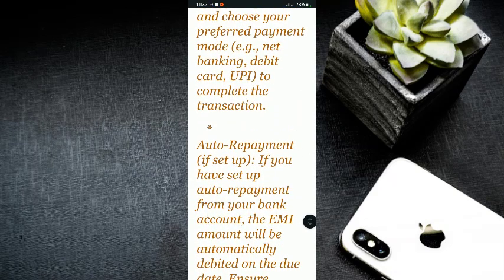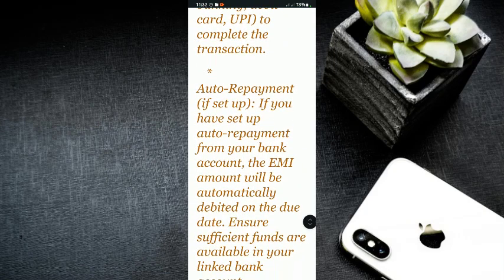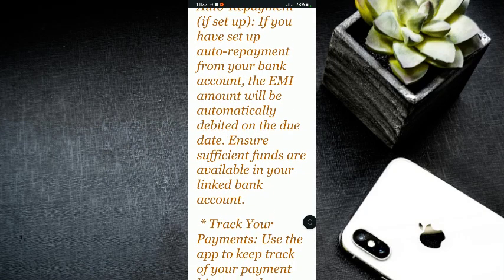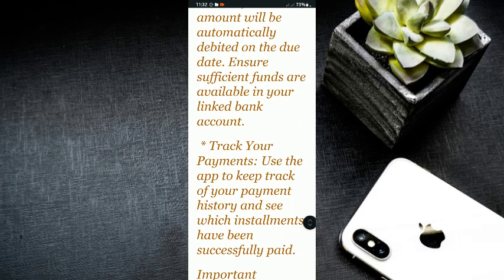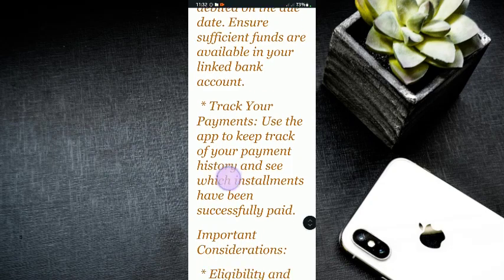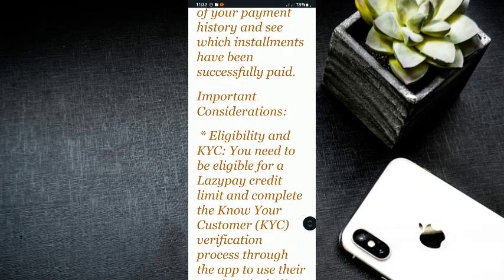You can also pay through auto repayment, if you have set it up. If you have set up auto repayment from your bank account, the EMI amount will be automatically debited on the due date. Ensure sufficient funds are available in your linked bank account. You can use the app to keep track of your payment history and see which installments have been successfully paid. It's as simple as that.